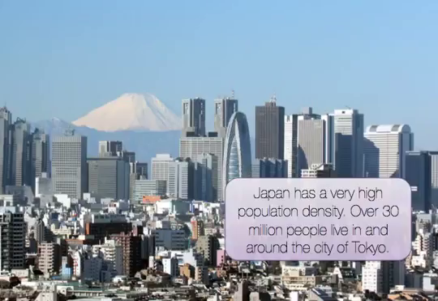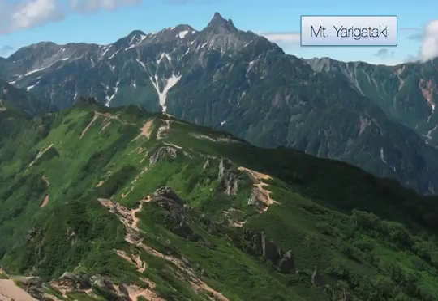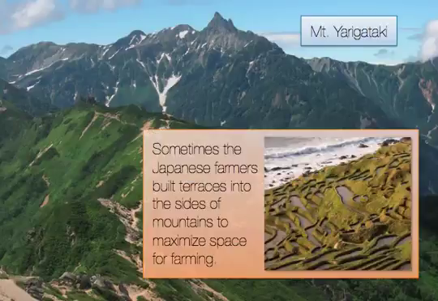And adding to that is the fact that the landscape of Japan plays a role in where people live in that country. Much of Japan is made up of rugged mountains, which aren't very good for building towns and villages and cities, but also aren't very good for farming and producing food.